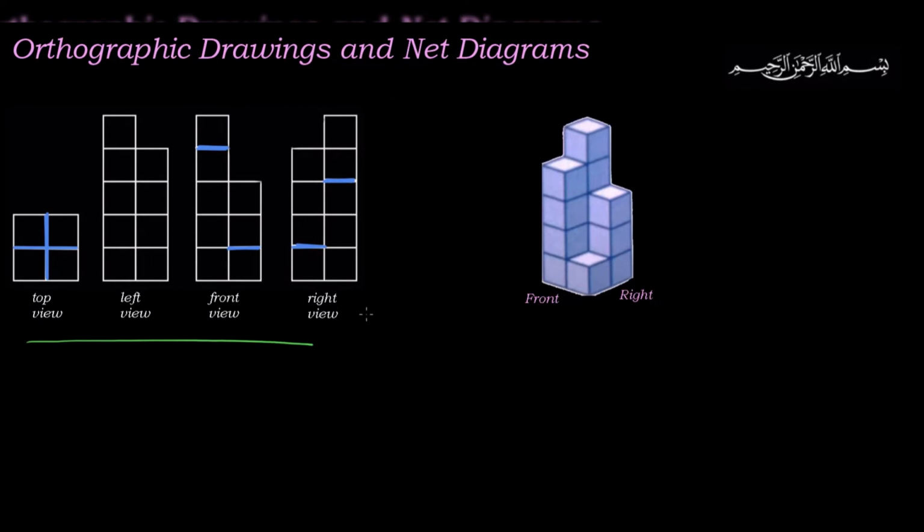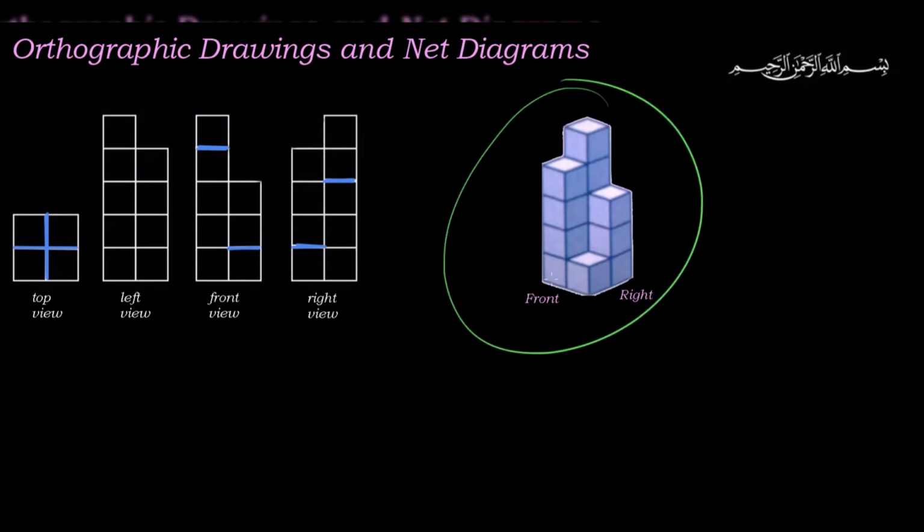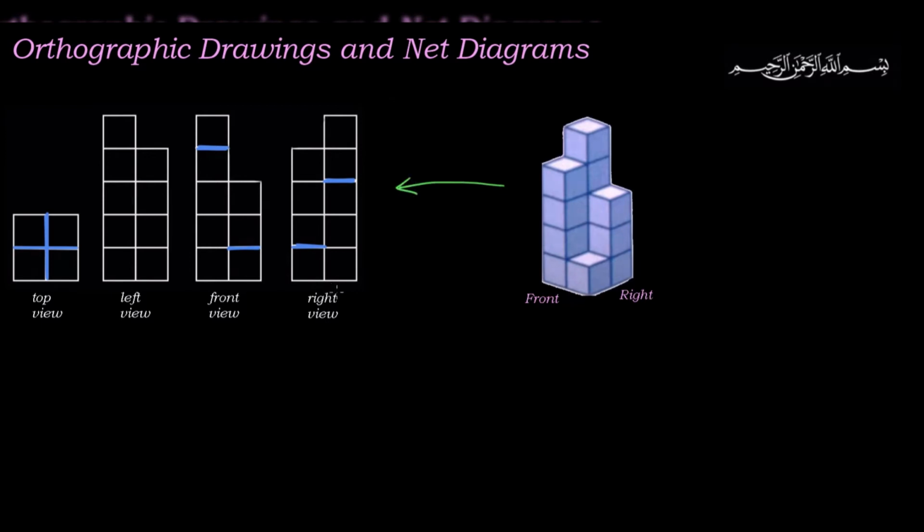Both of these, orthographic drawings and net diagrams, are two-dimensional representations of three-dimensional objects. Here we have a three-dimensional object, and we take it and represent it using two-dimensional drawings. These four drawings all combined together will give you this particular three-dimensional figure. Now, how does this really work?